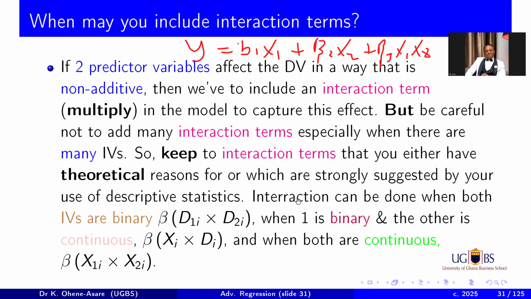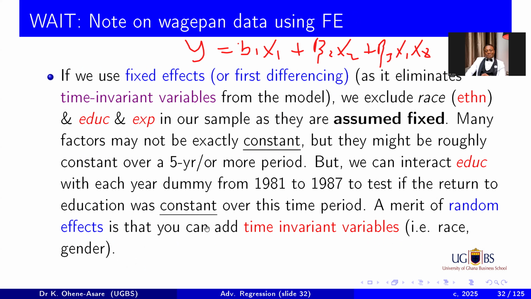And like I said, interaction can be done when both independent variables are binary. You can multiply a binary variable with a binary variable. So maybe one was 0, the other was 0, so the product will be 0. One is 1, the other is 1, the product will be 1. Okay, like that. And then you see the effect. You can also do it for one being binary and the other being continuous, or all of them being continuous. You can also do that.